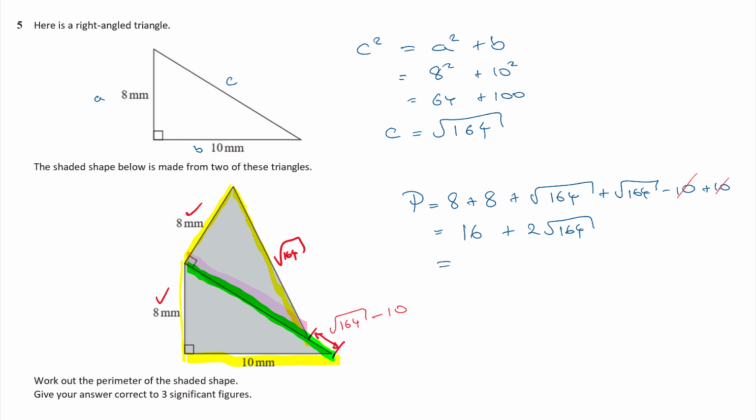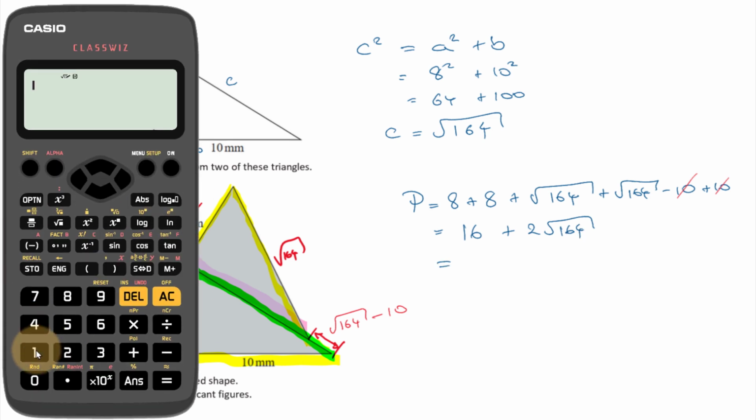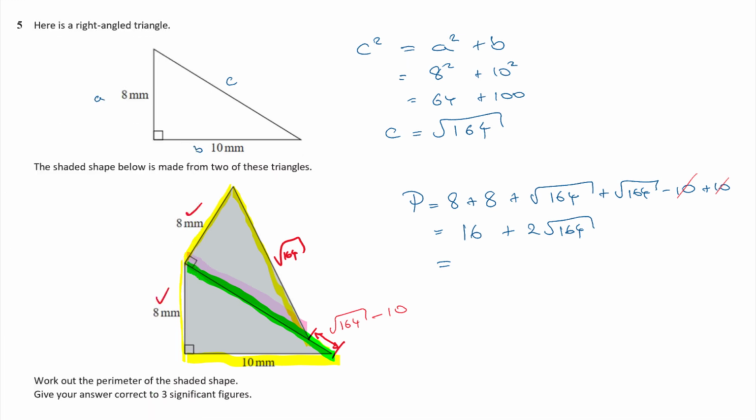Okay, now at this point then I'm going to reach for the calculator and tap it in. 16 plus 2 root 164. That comes out to be 41.61. How do I need to round it off? To 3 significant figures. So to 3 significant figures then, that is going to be 41.6 then, isn't it? Okay, so 41.6 millimeters to 3 significant figures.